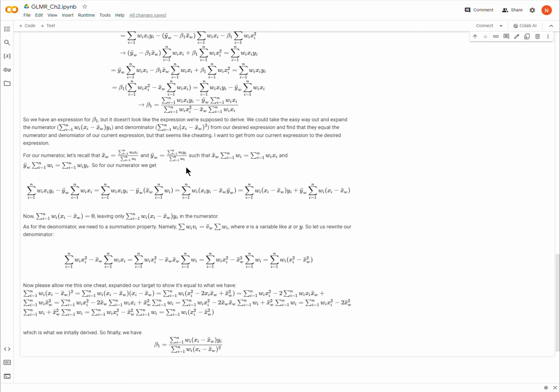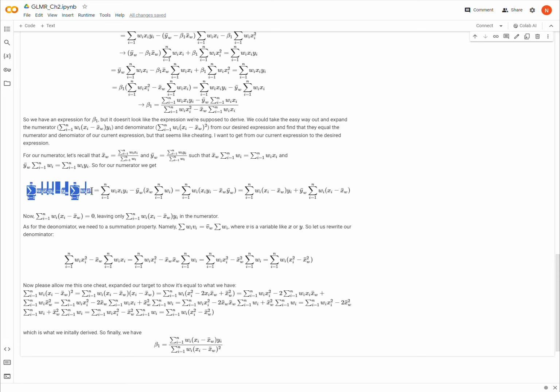But so let's first start with the numerator. One of the things that we want to recall here is our expressions for x bar and y bar. They're the weighted means of these things. And so this implies that if I just rearrange these, I can get an expression for the sum of w x. If I just multiply both sides through by the sum of w, I get that x bar times the sum of w equals the sum of wi xi, and the same thing goes for y. And so we're going to use that.